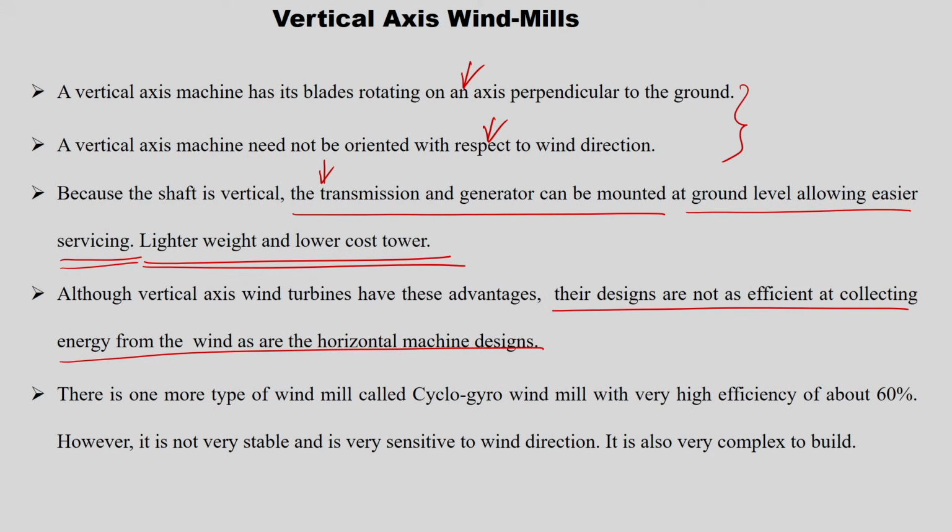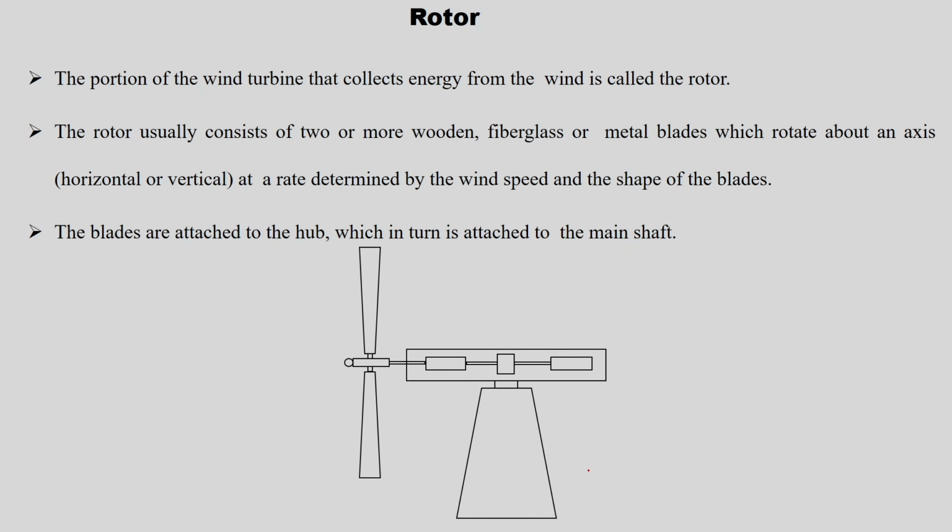vertical axis windmills. There is one more type of windmill called the cyclogyro windmill with a high efficiency of about 60%, but however, it is not very stable and it is very sensitive to the wind direction. It is also very complex to build. And these are a few points about the various components of the horizontal axis wind machine.